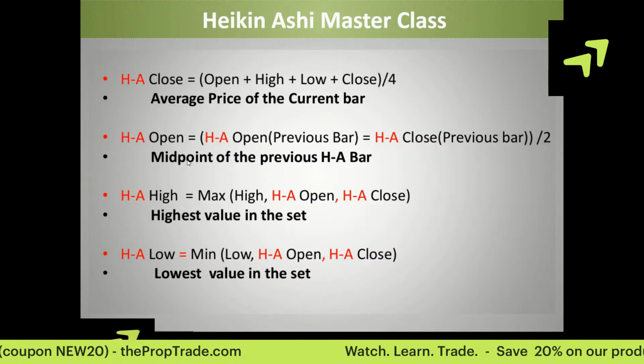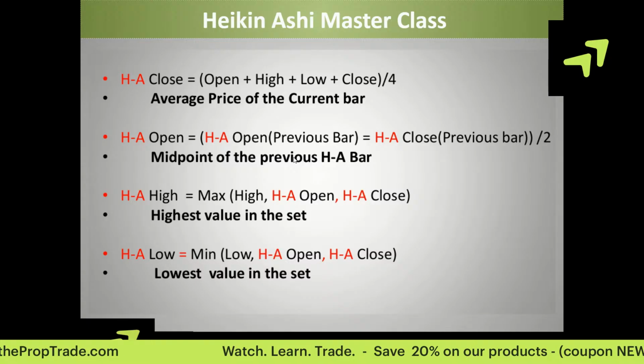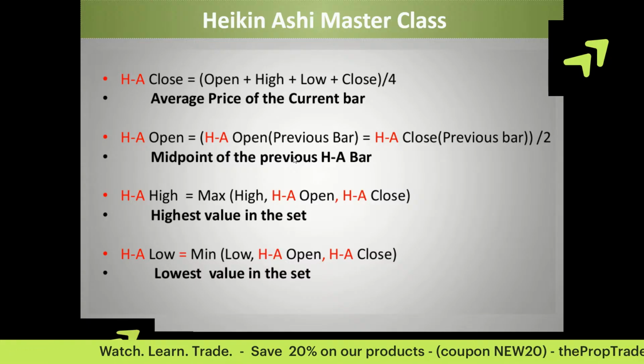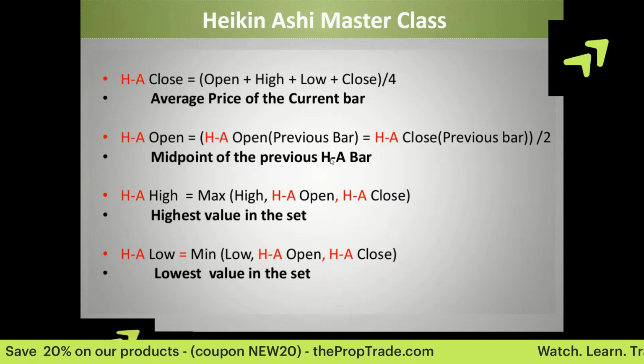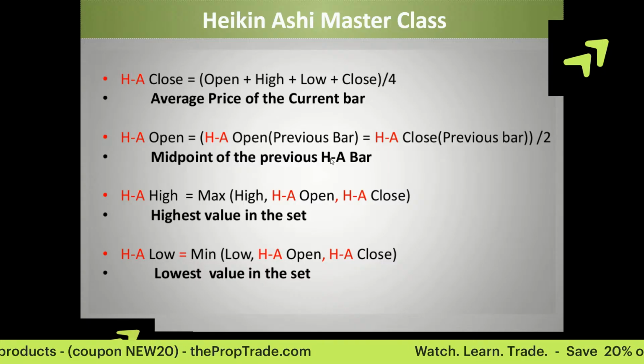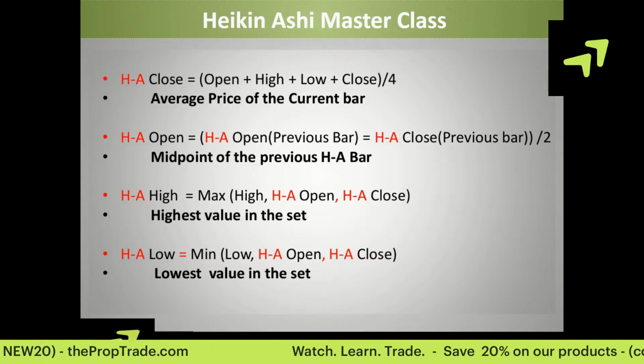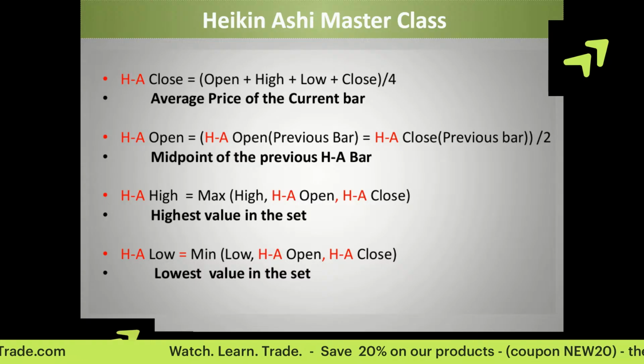So every new Heikin-Ashi candle opens at the midpoint of the previous bar, so you know where it's going to open as far as that bar is concerned. It's not necessarily where the buy and sell prices, the bid and ask prices, are, but that's the midpoint of the previous Heikin-Ashi bar.